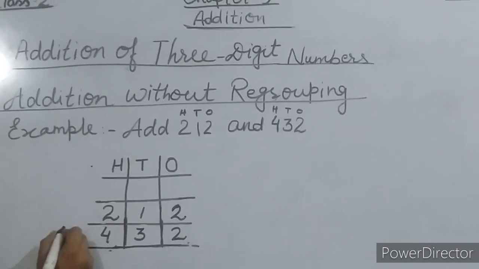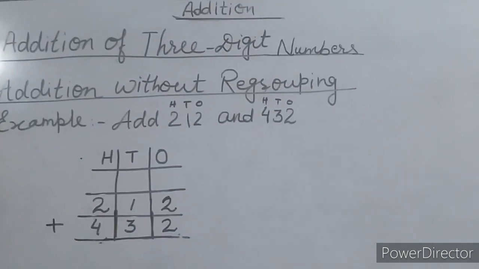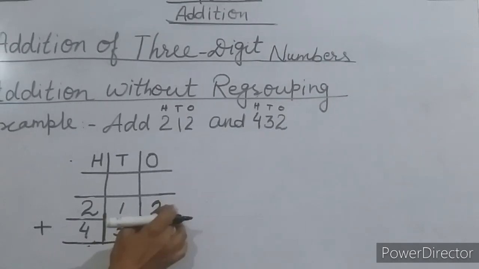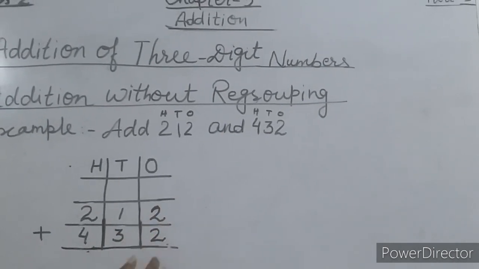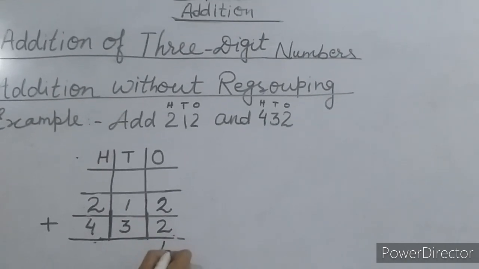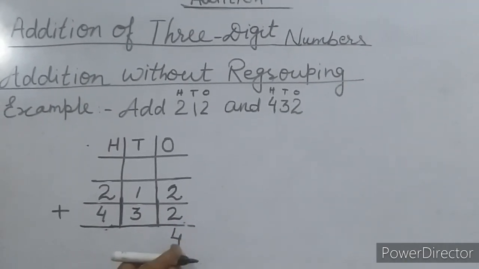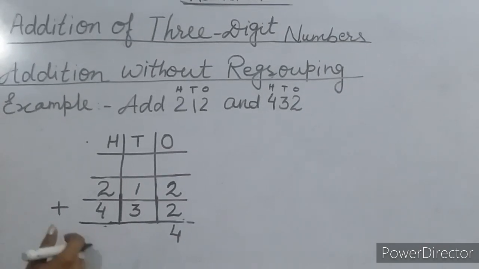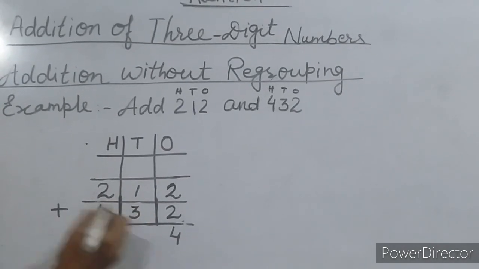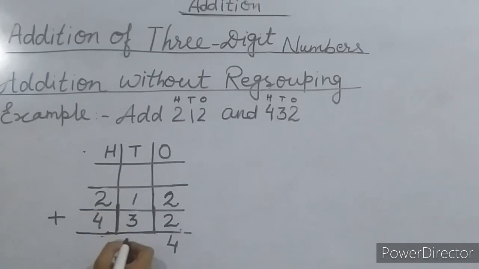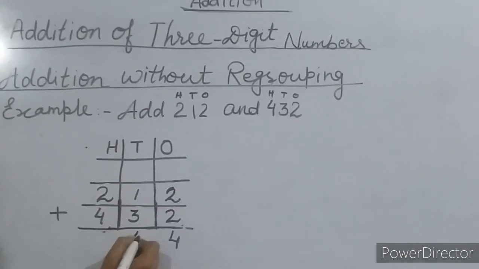So what we have to do students? Now we have to add these numbers. Add the ones, that is 2 plus 2. So 2 plus 2 students, 4. Very good. Write 4 under the ones column. Now add the tens, that is 1 plus 3. So 1 plus 3 students? Yes, 1 plus 3 is equal to 4.